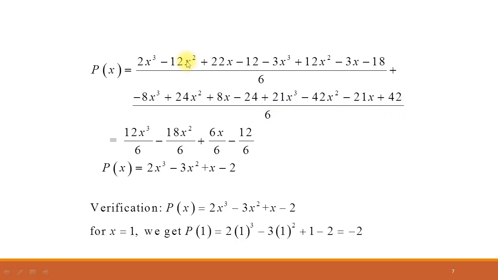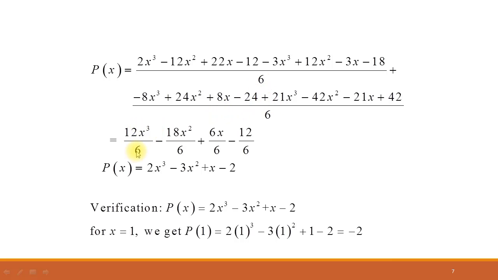Now operate the like terms, like 2x cube minus 3x cube minus 8x cube and plus 21x cube, we get 12x cube divided by 6, taking the whole LCM of these two terms. This is the first expression and this is the second expression. So the LCM of these two, you see here the denominator is same, so we can add and subtract the like terms directly, and the LCM will be 6.